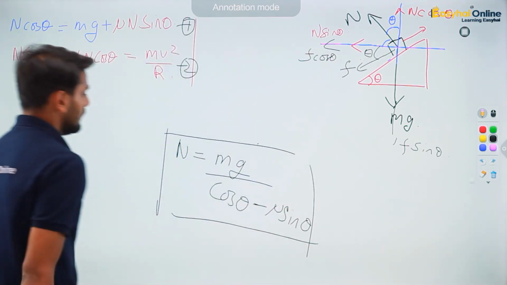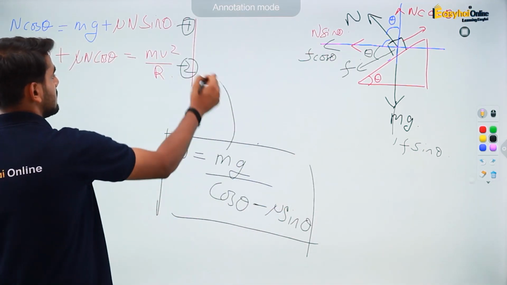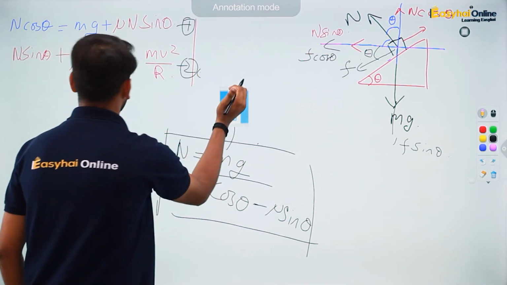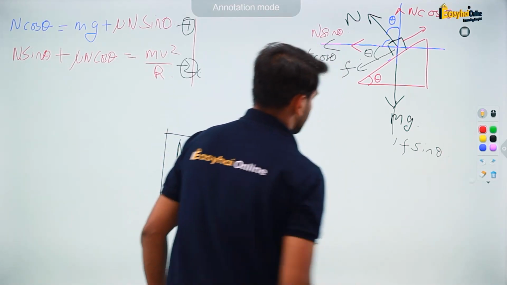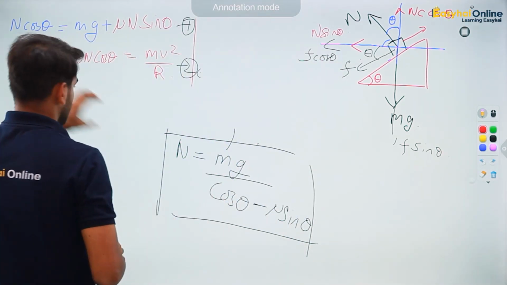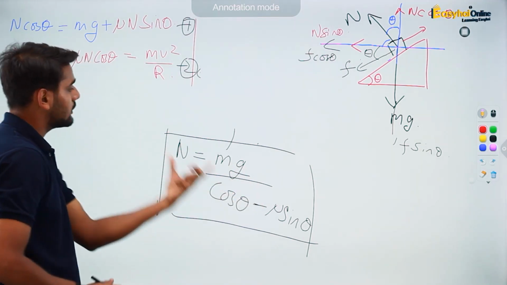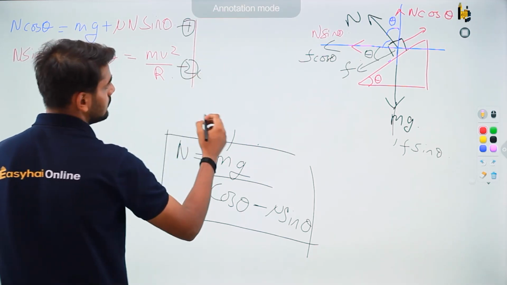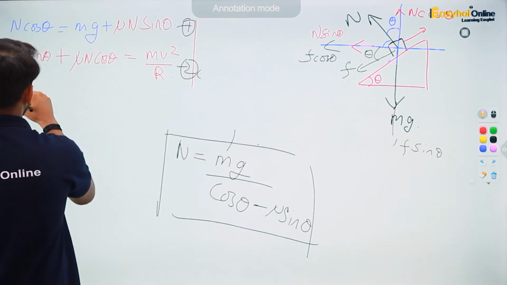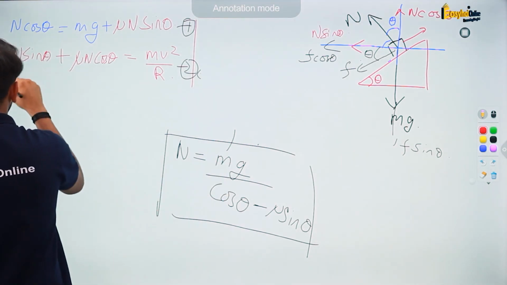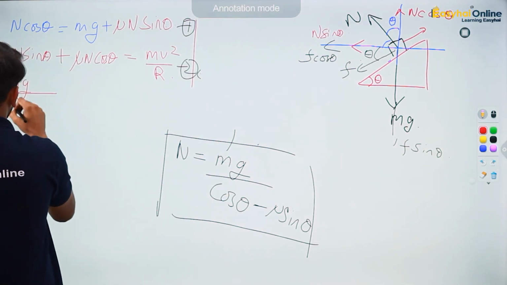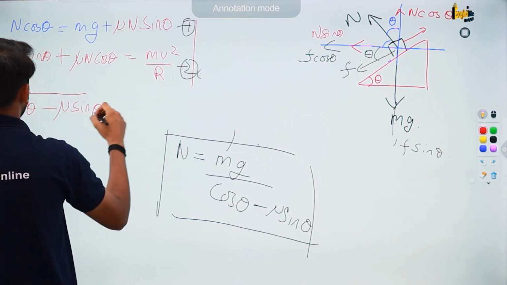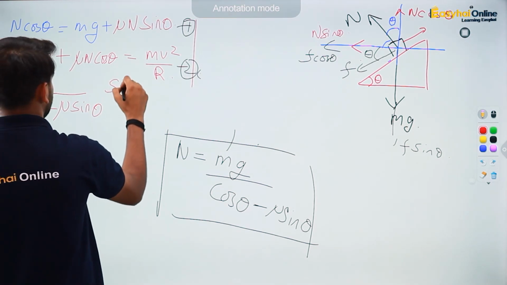Now if this is the value of N, shall I put this in equation 2? I'm going to put this value in equation 2 and let's see what happens. In equation 2, each and every value of N is going to get replaced with this part. So in the place of N, we have mg upon cos theta minus mu sin theta, multiplied by sin theta over here.